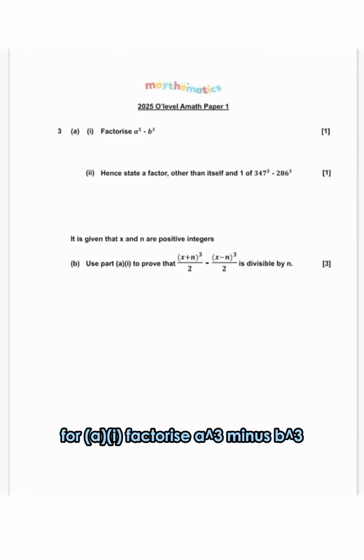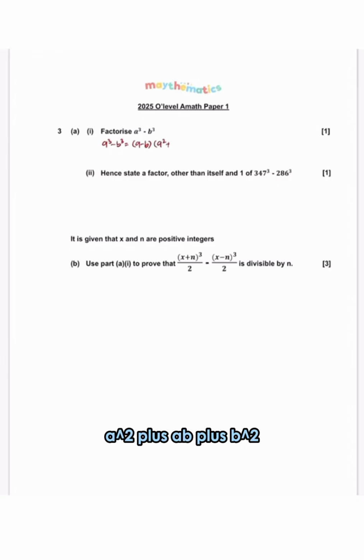For part i, factorize a cubed minus b cubed. This is your difference in cubes, which is actually one of the formulas that you need to memorize. So we have a cubed minus b cubed, which is equal to a minus b, a squared plus ab plus b squared.